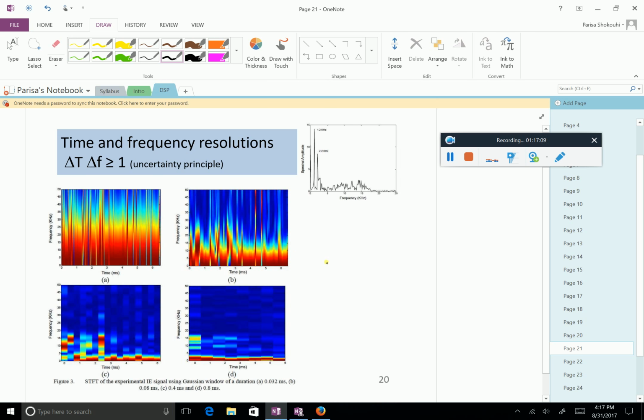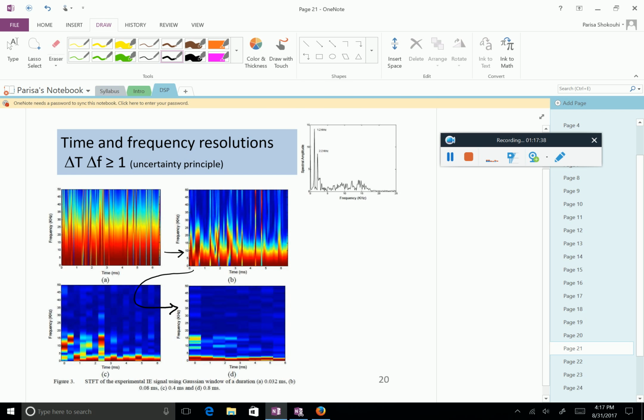But if you increase the size of the window, so you are increasing the size of the window from here to here, and then there and here, things like that, you see what is going on. This is the same signal. That's how the spectrum looks like. If you increase the size of the window, you see that the frequency resolution becomes better and better. I hope you see that here.